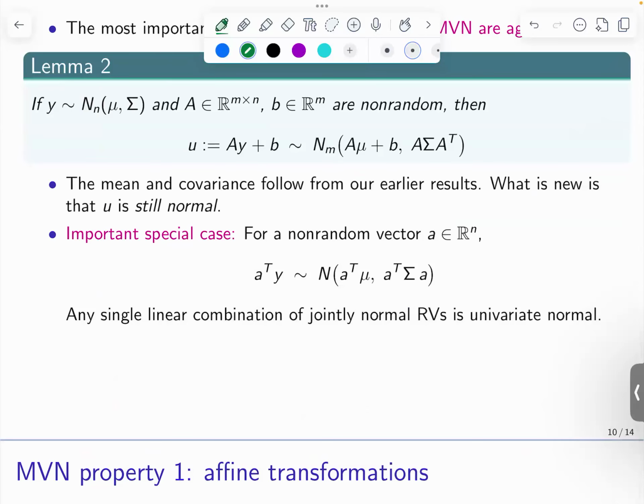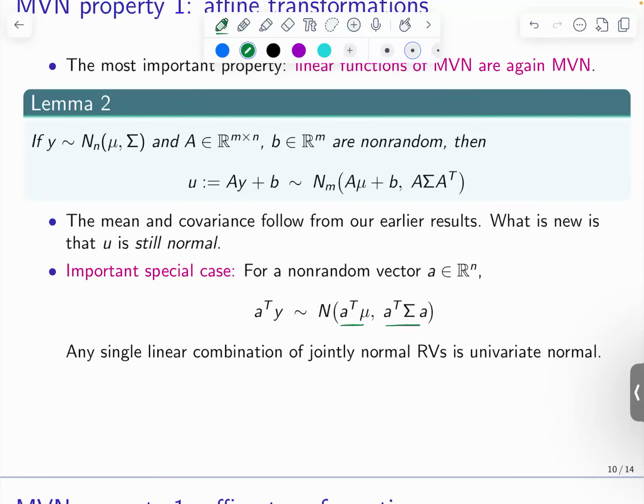Okay, so an important special case: if I look at that quantity A transpose Y that we just looked at, the mean would be A transpose times mu because of linearity, and we can calculate the variance, which would be A transpose sigma A, a covariance matrix that is 1 by 1. So what we now know is that this is also going to be normal. It's going to be a scalar normal.